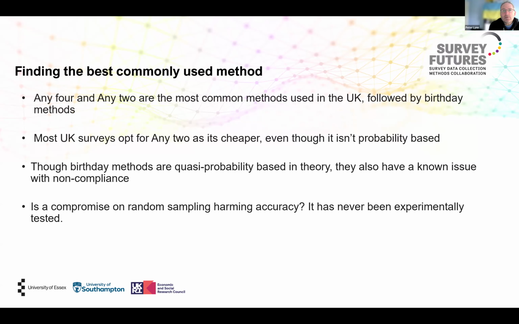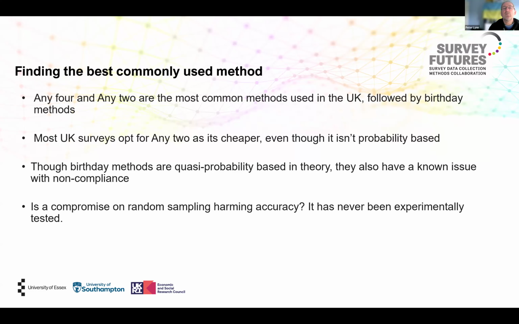And the birthday methods, as I've said, although in theory they're quite easy to explain, and it's a quasi-probability method, we know from methodological studies that there's actually quite a high degree of non-compliance. So in those households where this does actually involve a selection, households with more than one person, in quite a high proportion of cases, it's not the correct person who responds.